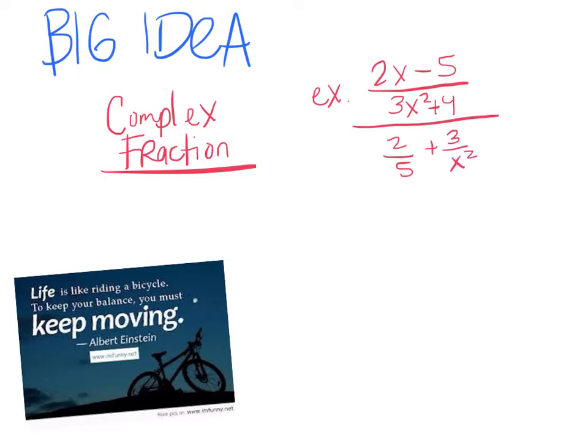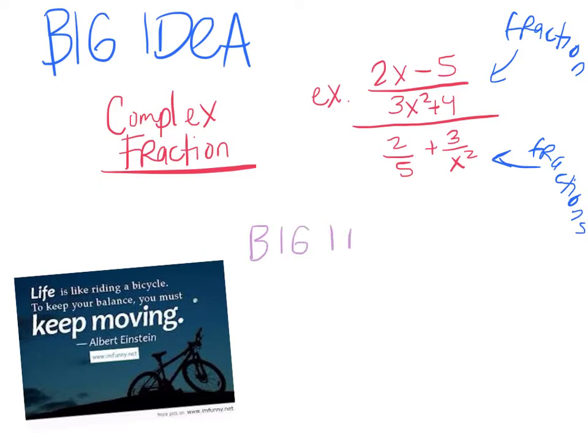So what makes it complex is that there's a fraction in the numerator and maybe a couple other fractions too in the denominator. It doesn't have to be 1, it could be 2. So here's the big idea that I want you to keep in mind. I'm going to put this in purple. The big idea is, how do you rewrite something like this into something that you know already?